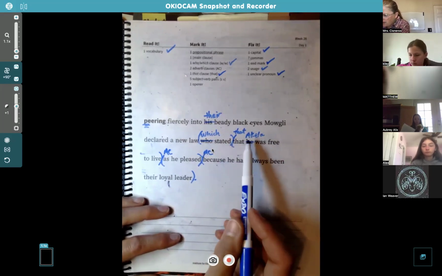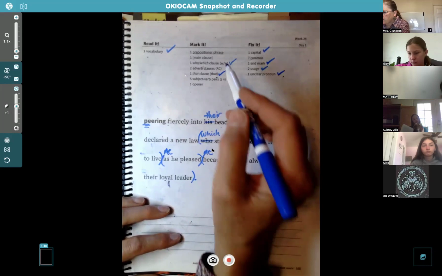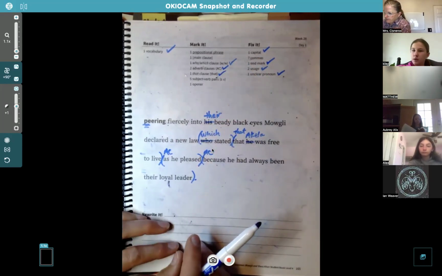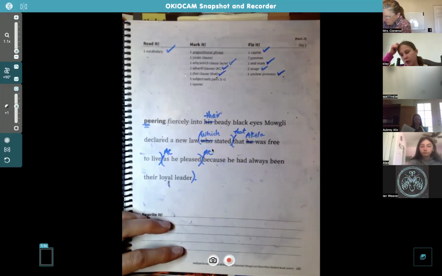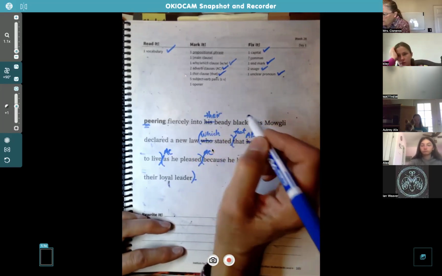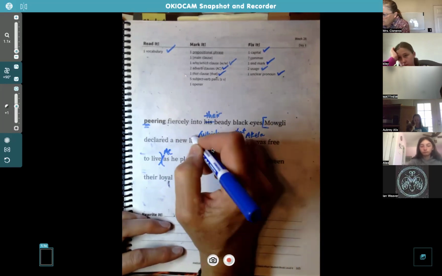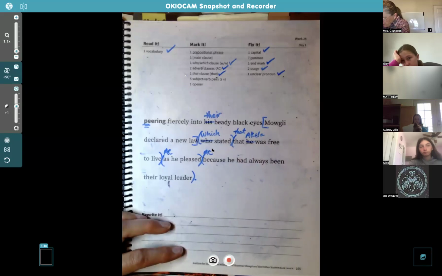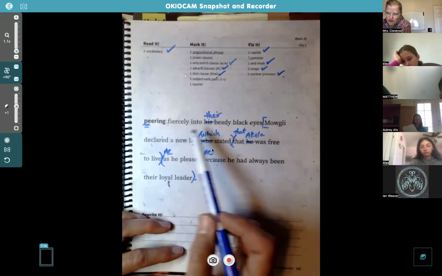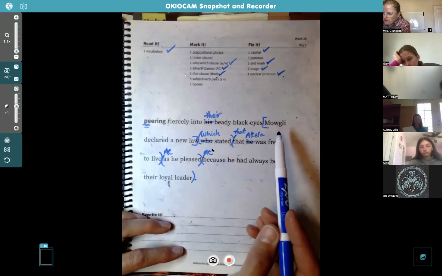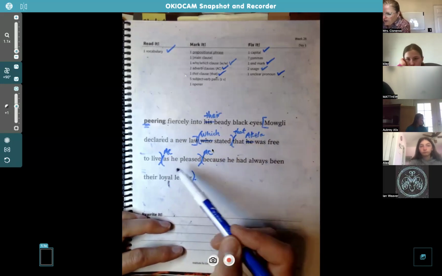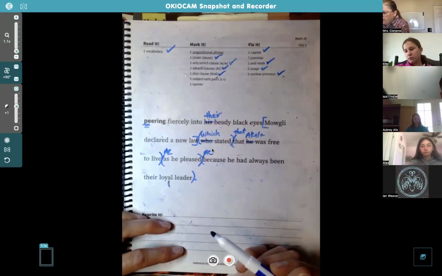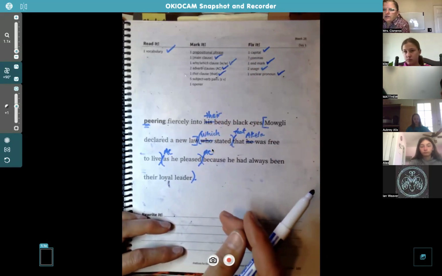We've got a which clause, a that clause, and two adverb clauses. There is a main clause. Kylie, where's the main clause? Mowgli to the new law. Good. Very good, because this is going to do something else at the beginning here, so we are not going to count that as the main clause. So we've got main clause, which clause, that clause, and two adverb clauses. This thing is full of clauses. Wow.